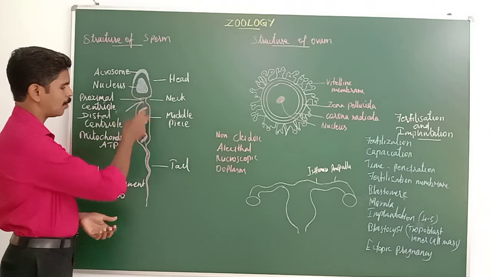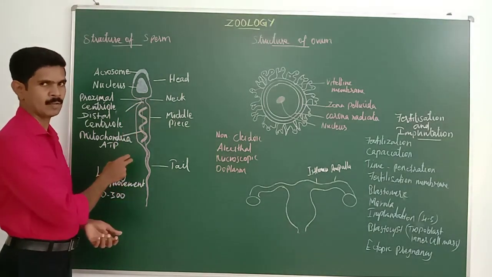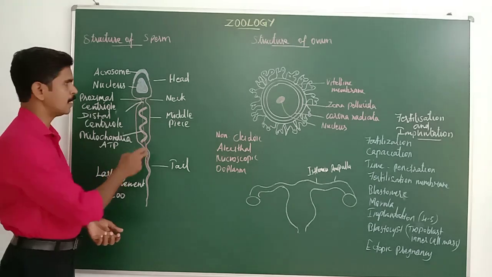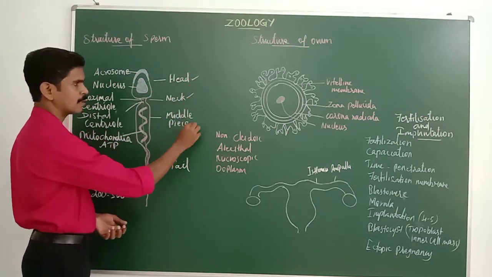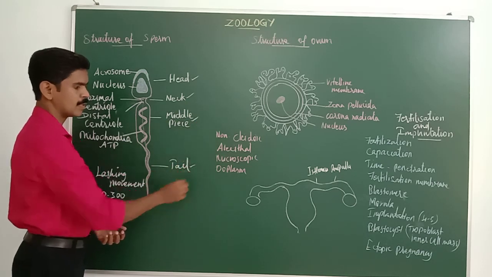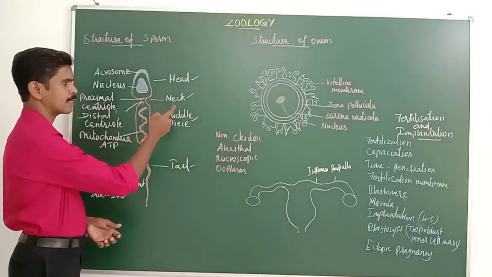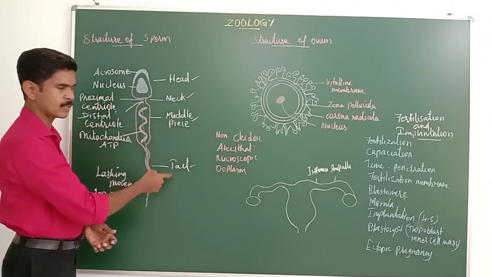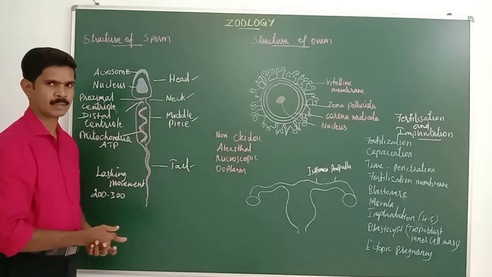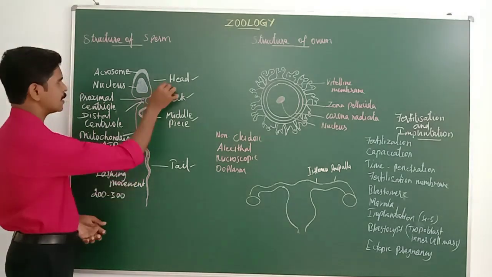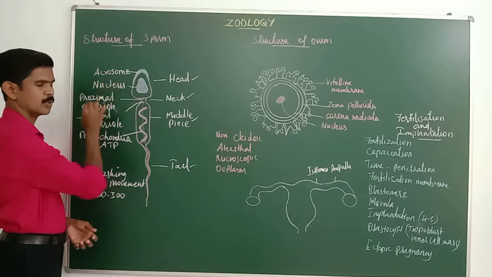The total body of the sperm is divided into four important regions. The first part is the head region, the second part is the neck, the third one is the middle piece, and the last one is the tail. So head region, neck region, middle piece region, and tail region are the four important parts of a sperm. Understand? This head region consists of two important parts: one is the acrosome and the second one is the nucleus.